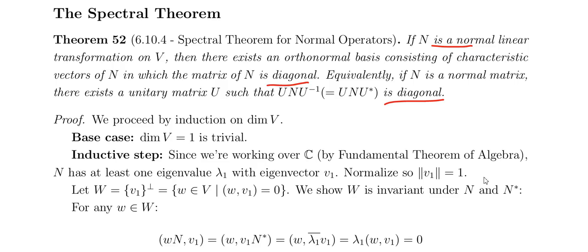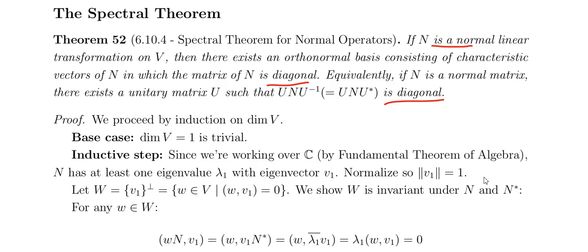So what is the spectral theorem for the normal operator? N is a normal linear transformation on V, and there exists an orthonormal basis consisting of the characteristic vectors of N, in which the matrix of N is diagonal, okay, that is the idea.